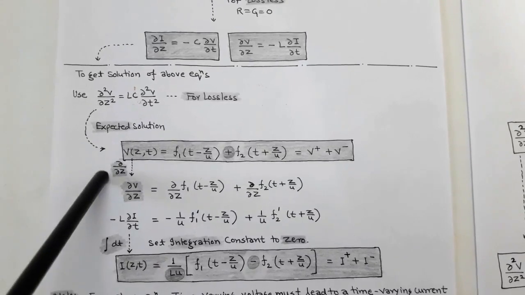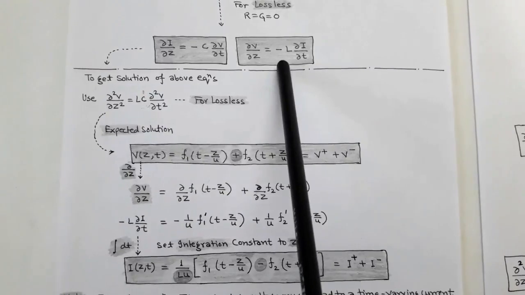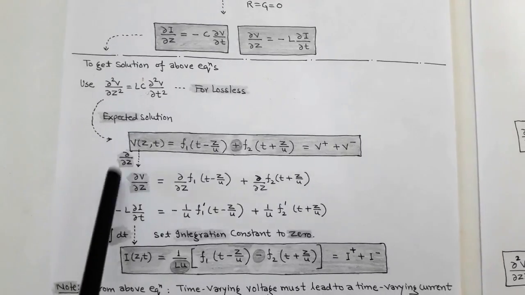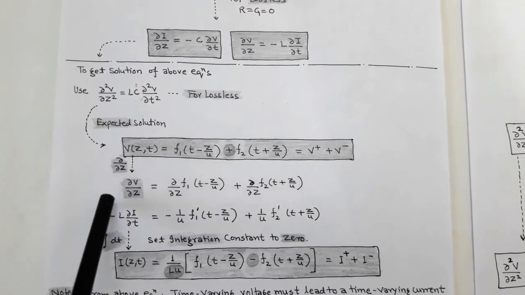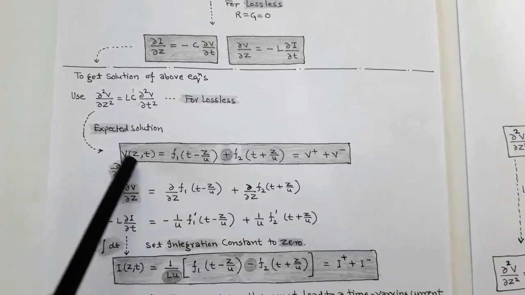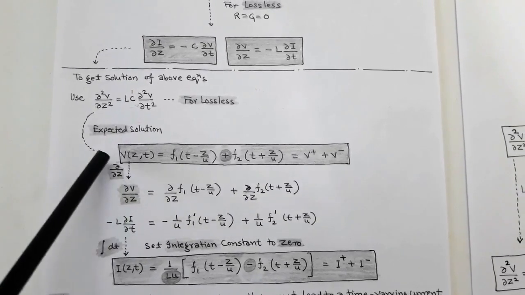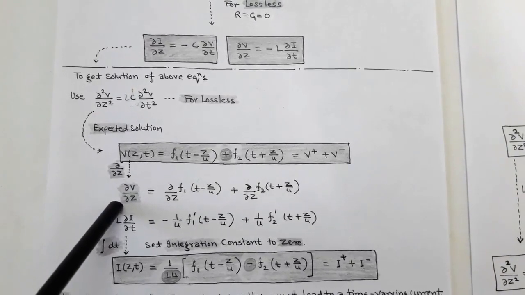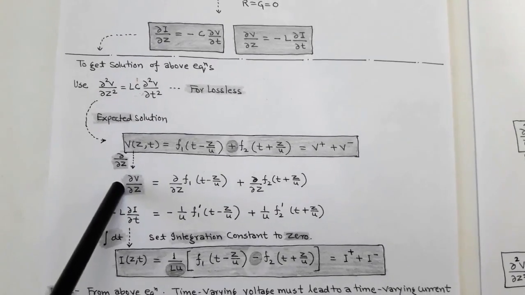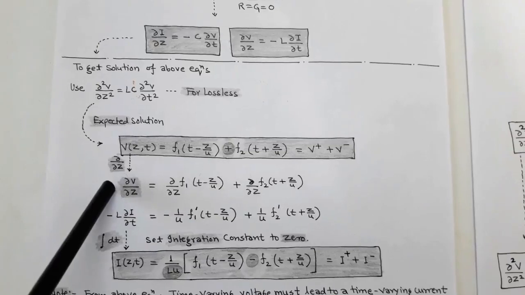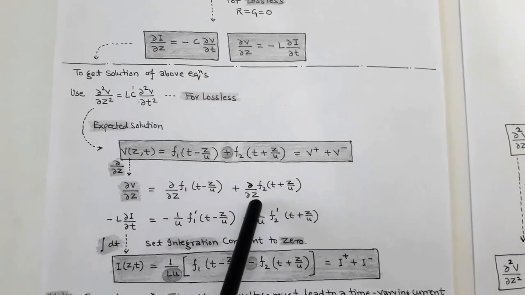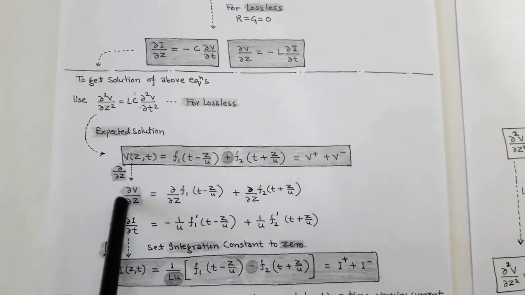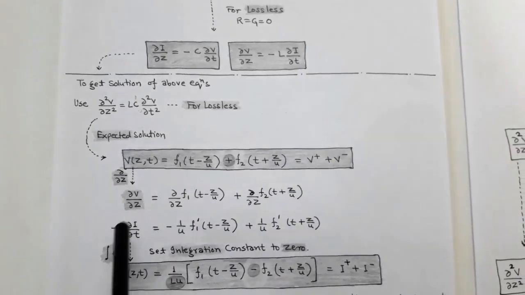Now we have to determine the solution of the current and voltage equations, which are first order equations. For this we use the expected solution V(Z,T). Here Z is called the displacement and T is called the time. So we first partially differentiate with respect to Z. After partial differentiation with respect to Z, we get the first term, del upon del Z f1 of t minus z upon u, and the second term becomes del upon del Z f2 of t plus z upon u. Now put del V upon del Z equals minus L del I upon del T.